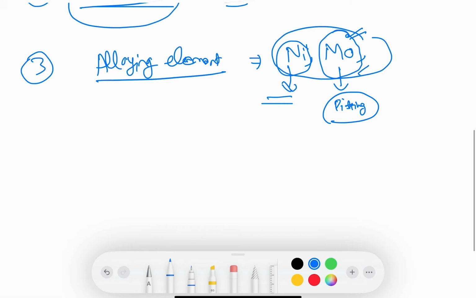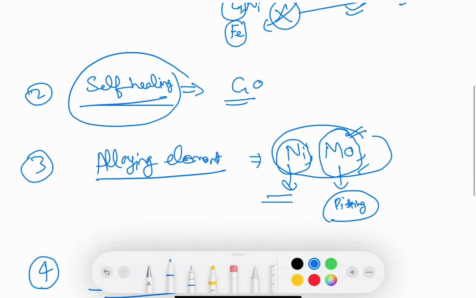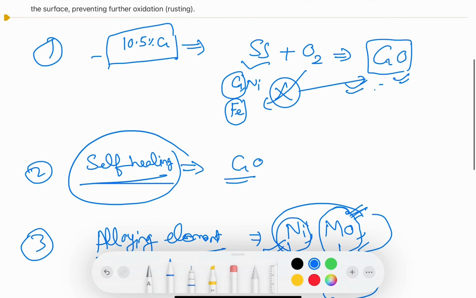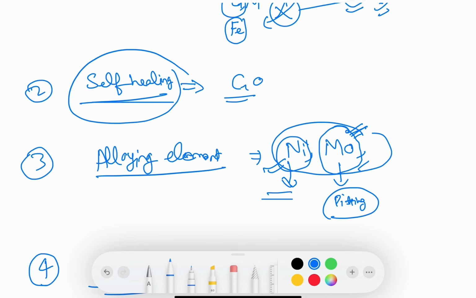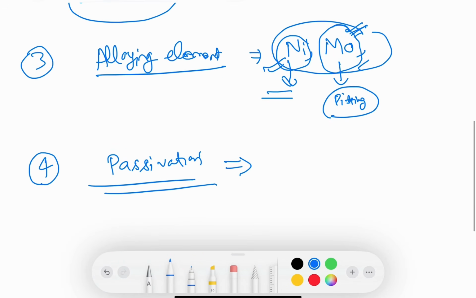Another reason could be passivation. The process of passivation can be used to enhance the formation of the protective oxide layer, like a nickel oxide, molybdenum oxide or chromium oxide layer. Passivation involves treating the surface with a mild oxidant, which helps ensure a complete and stable passive layer.